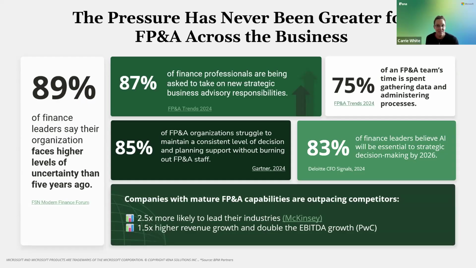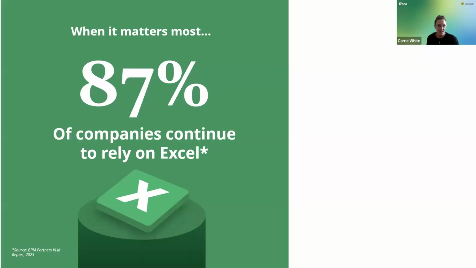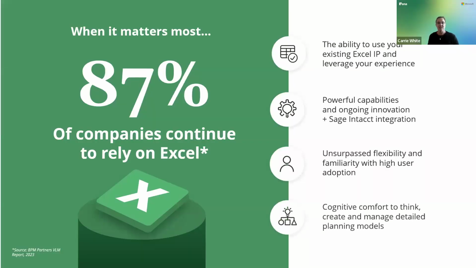And so based on some industry insights of McKinsey as well as PwC, companies that are really engaging and deciding to grow and mature their capabilities are really outpacing their competitors by 2.5x and/or 1.5x in terms of growth and doubling their EBITDA. So there's a lot of big reasons as to why companies should really look towards a solution to help them.